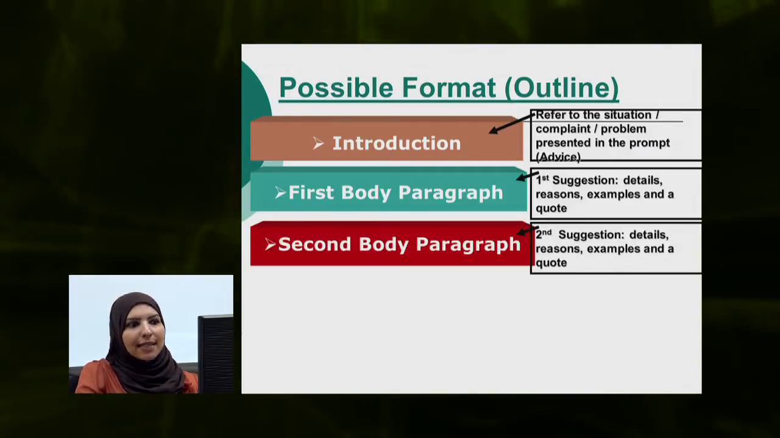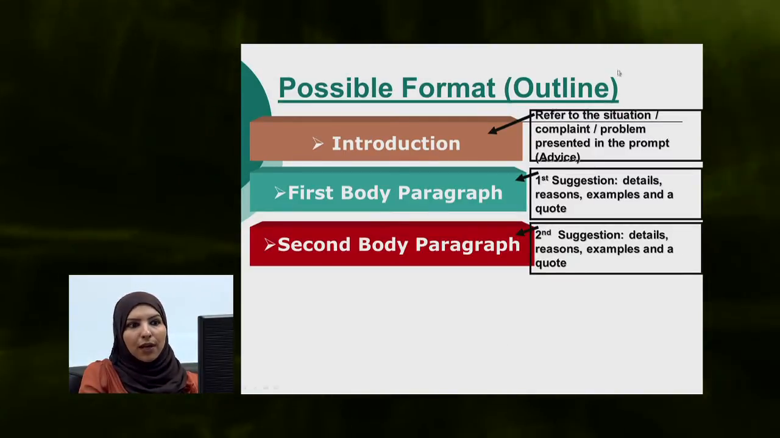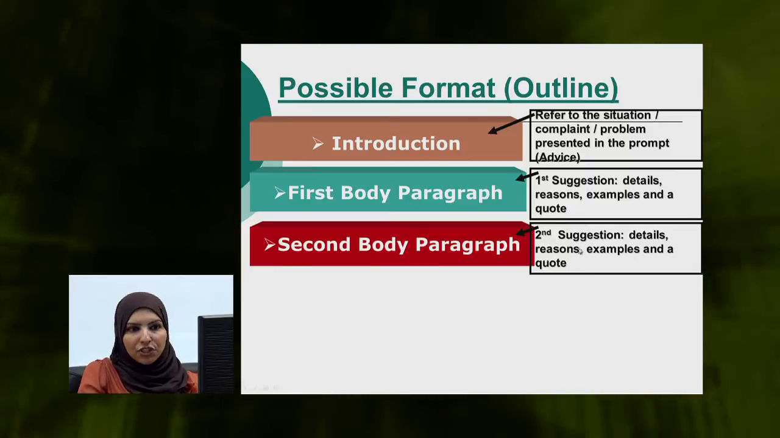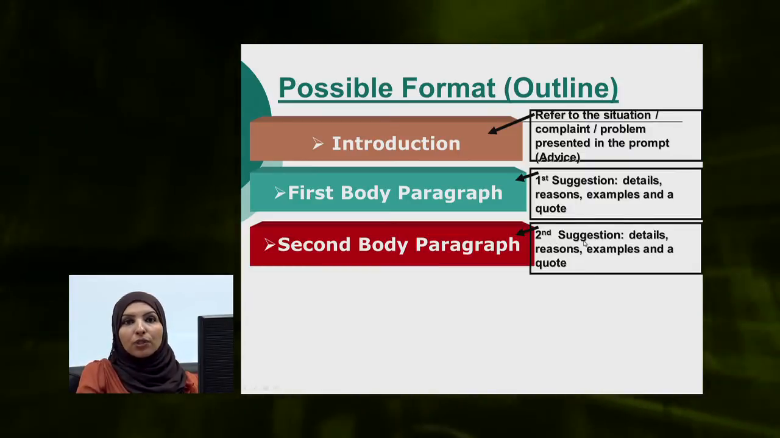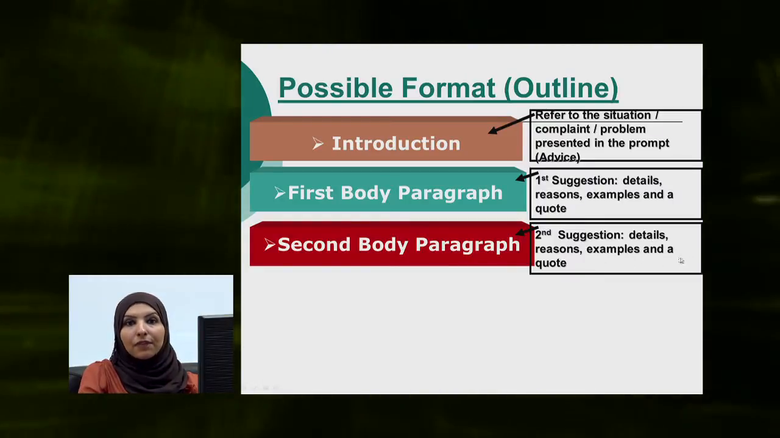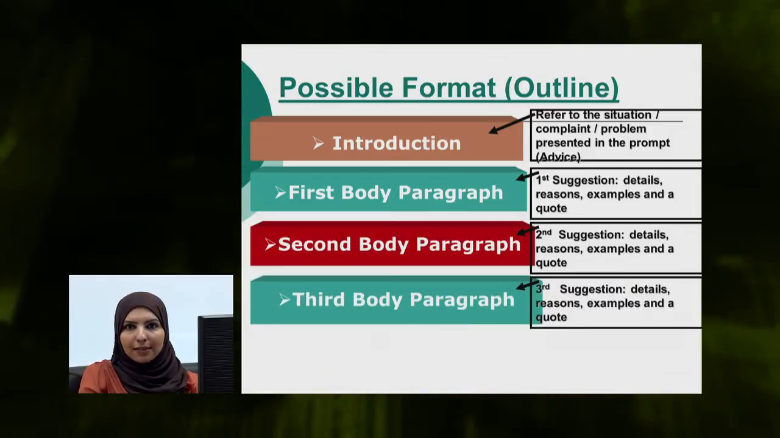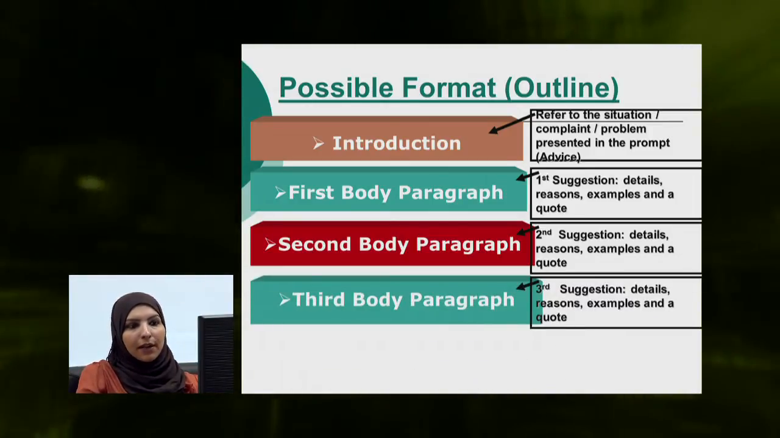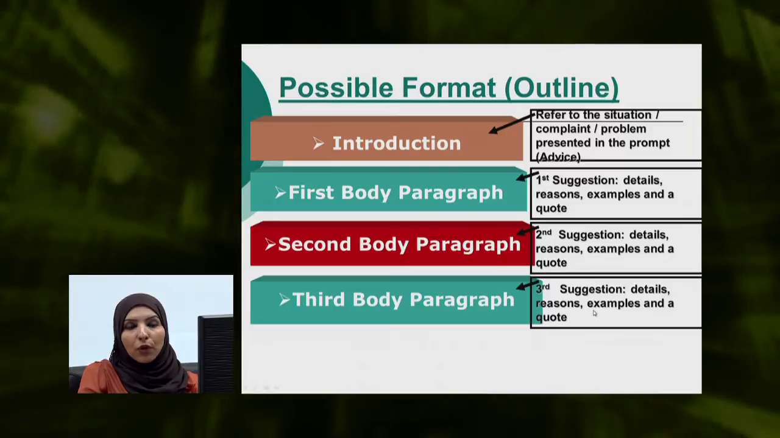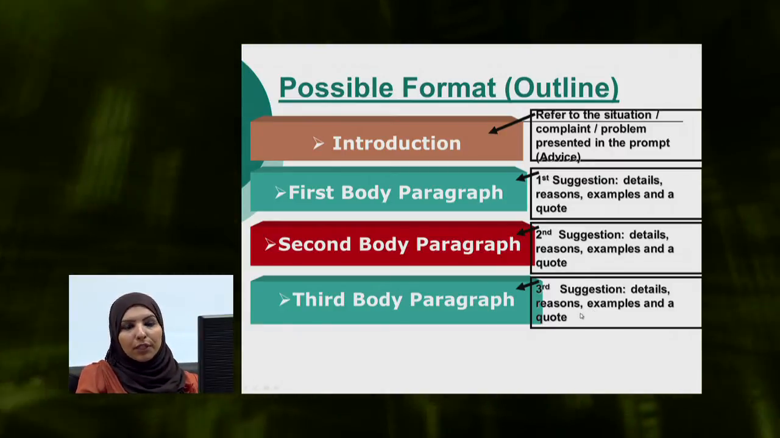Then comes your second body paragraph, and in this paragraph you are going to write your second suggestion, and you are going to support it with details, reasons, examples, and a quote. After that comes the third body paragraph, in which you are going to write your third suggestion, and you are going to support it with details, reasons, examples, and a quote too.